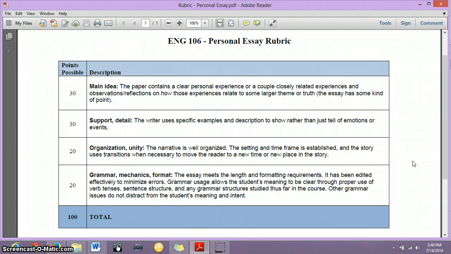Also, the amount of detail that you give to your setting is dependent upon what you're doing and what you need your reader to know. And then lastly, of course, grammar, mechanics, all of that need to be in place.